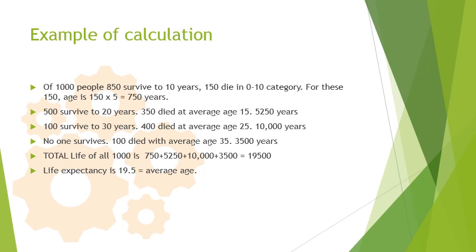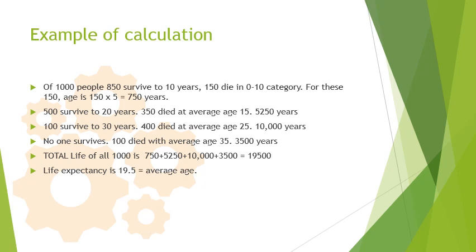And then we follow the remaining 850 further. So of these 850, we look at the age 10 to 20 category, and we find that 500 of them survive and 350 of these people die in this age category, 10 to 20. So what is the average age of these 350? Well, we approximate this by saying that it's 15, the midpoint of this category. And that gives us 350 times 15, which is 5,250.